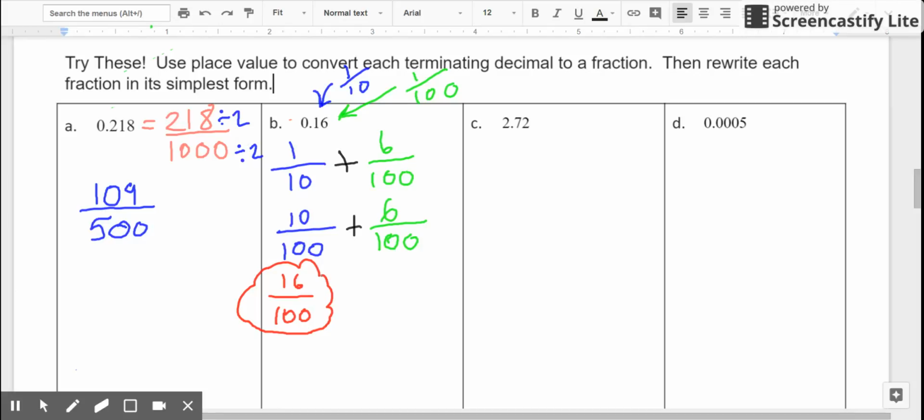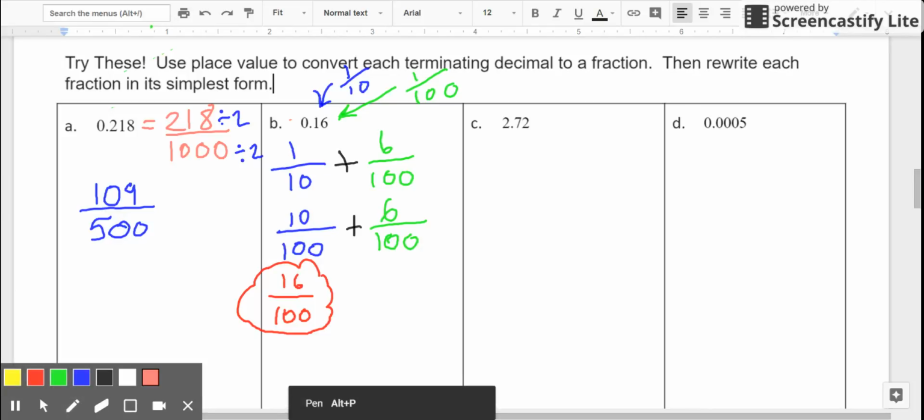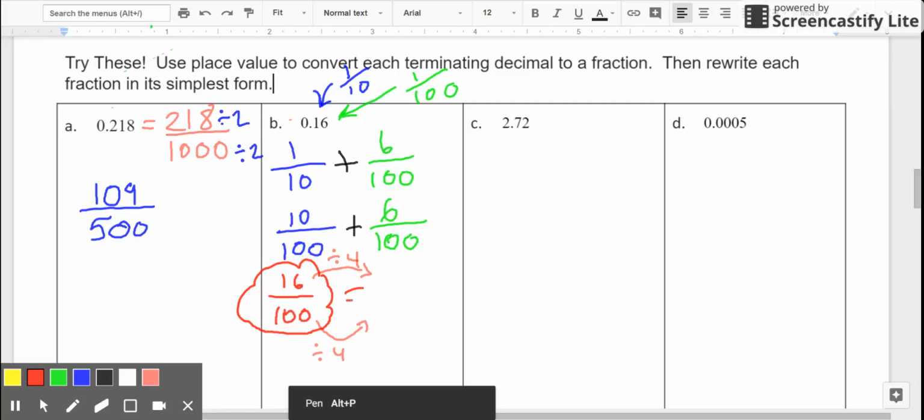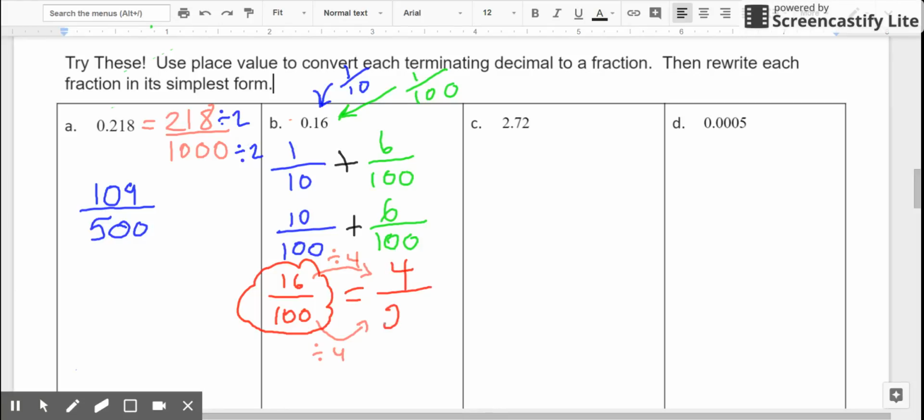So I know that 16 and 100 are both even, but I also happen to know that 4 times 4 is 16 and 4 times 25 is 100. So they must both be divisible by 4. Let's divide them both by 4 and see what happens. 16 divided by 4 will give me 4, and 100 divided by 4 will give me 25. And in fact, 4 and 25 don't have any more common factors. 4 can be represented as just 2 times 2, and 25 will be 5 times 5. And there are no more common factors, so this is my final answer.